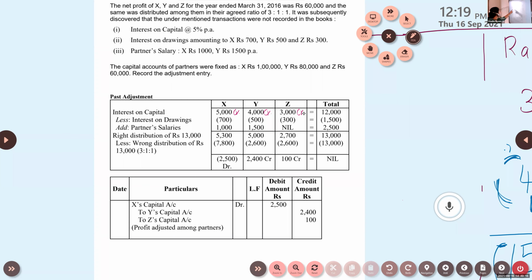So write interest on drawings 700. This bracket is to indicate that it is debit. What debit? It is debited in the capital account. In the capital account, we show it in the debit side. Debit, debit.